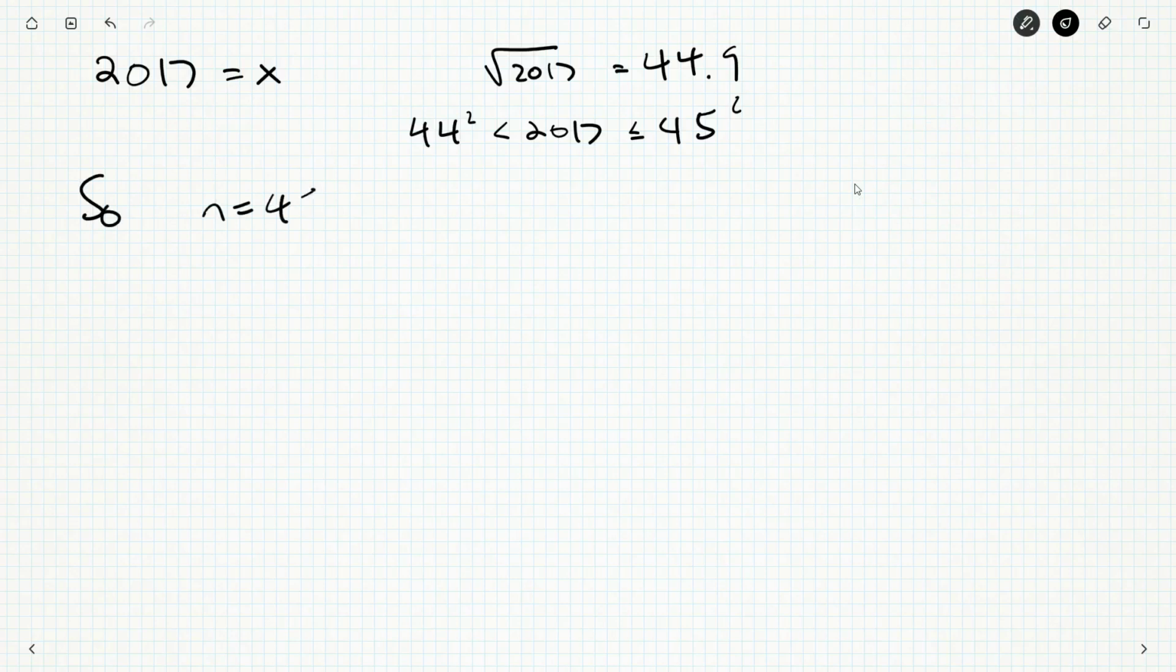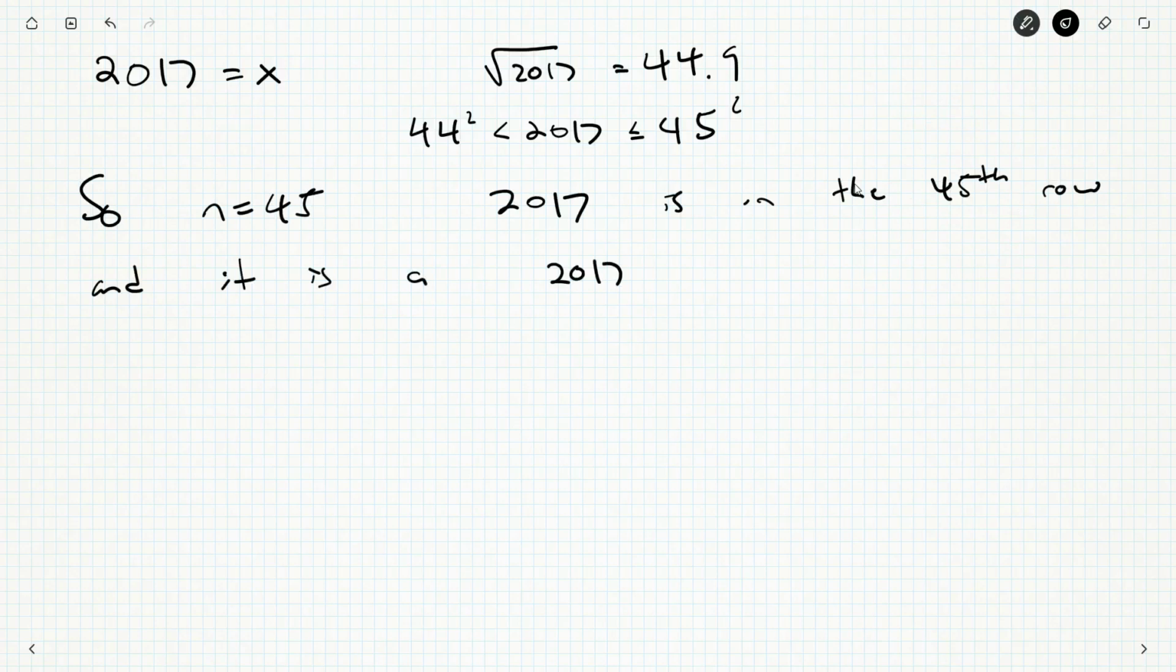So n equals 45. 2017 is in the 45th row. Now this isn't what they asked me for. It is 2017 minus 44 squared. What is 44 squared? 1936. So it's going to be an 81.